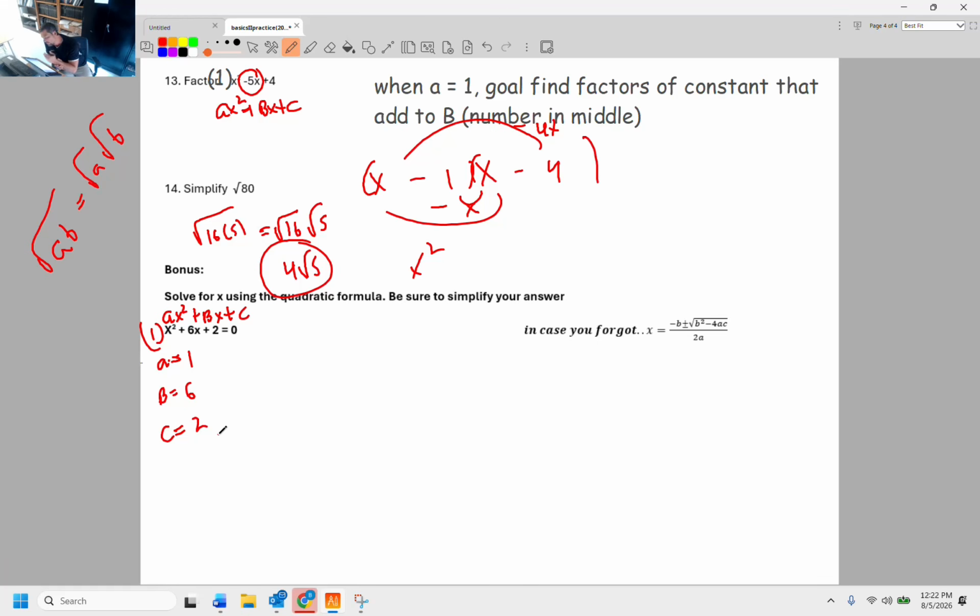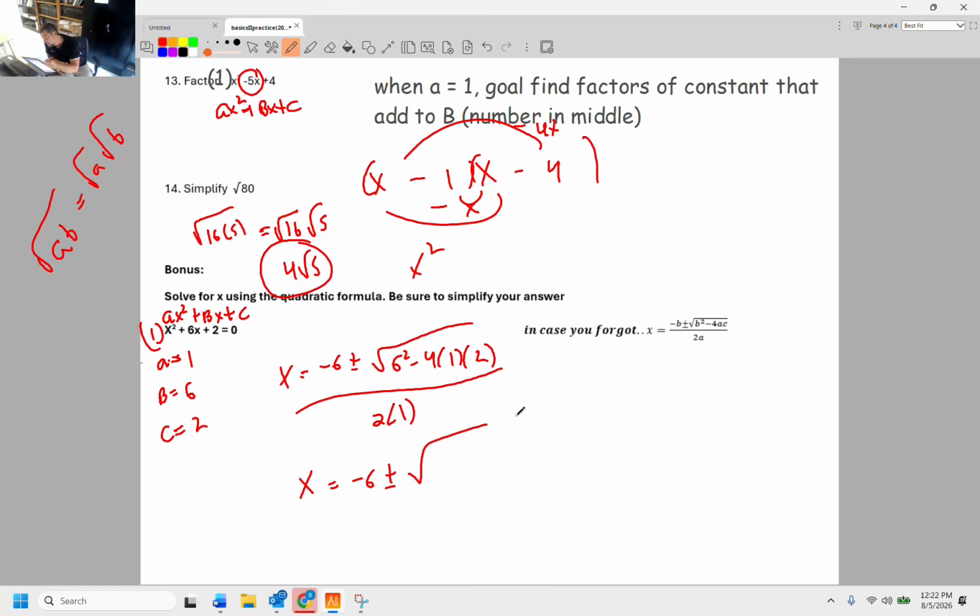And now we're just going to plug in our formula. X equals negative b, so x equals negative 6 plus or minus square root of b squared. Take that 6 and square it. Take away 4 times a, which is 1, times c, which is 2. And it's all over twice a. And again, a is 1. We have negative 6 plus or minus the square root of 6 squared, which is 36, take away 4 times 1 times 2, which is 8. Both pieces sit over 2.